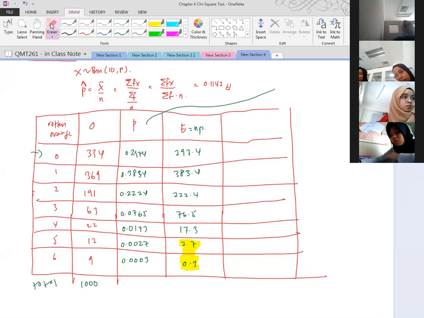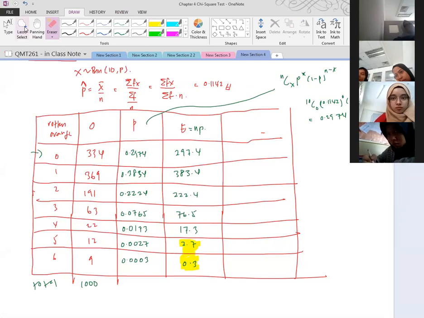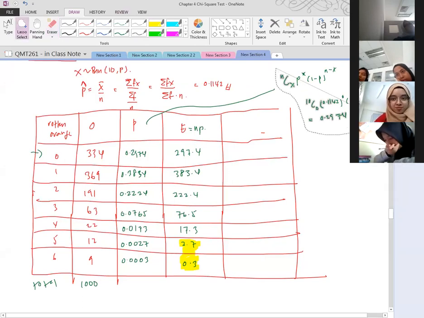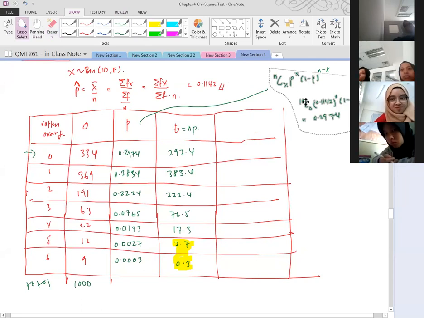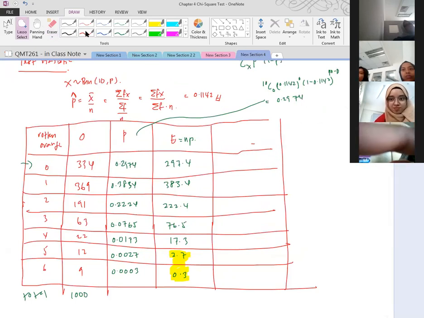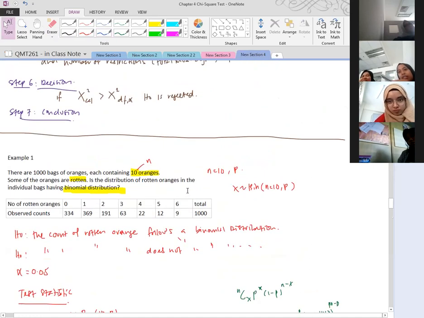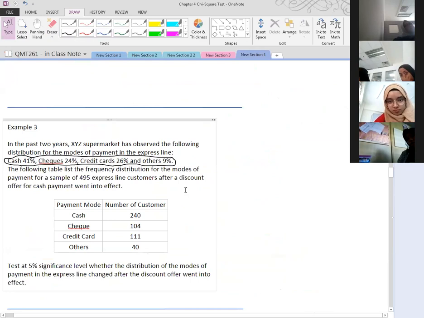Let me clear this one first. Let me copy this one and put it a bit further. So let me create another new expected value. I need to combine these two together. If I combine these two together, it's still equal to 3, right? Remember this one? Let me go upstairs a bit.